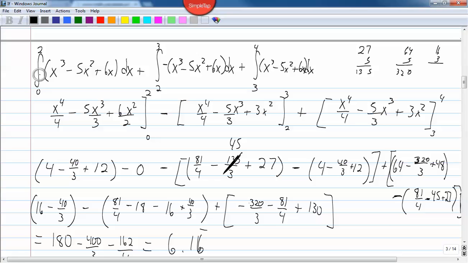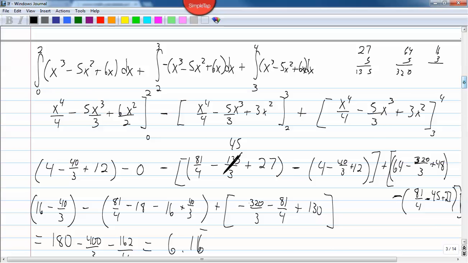So between 0 and 2, the graph of the absolute value looked just like the regular x cubed minus 5x squared plus 6. Then from 2 to 3, it looks like the negative of that, x cubed minus 5x squared plus 6x. And then from 3 to 4, it looks like the positive of x cubed minus 5x squared plus 6x. Okay? So that's why you have to break this one up into 3 pieces.